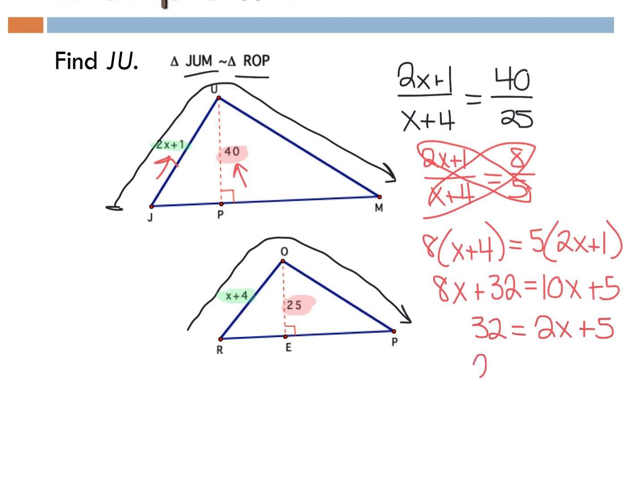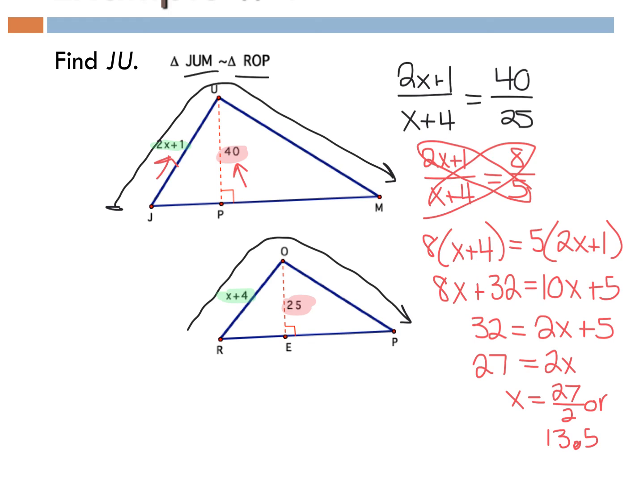Subtract 5 from both sides. 32 minus 5 is 27 equals 2x. Divide both sides by 2. And you could write your answer as 27 halves or 13.5 because that terminates. That's a decimal that ends. It is exact, so 13.5 is fine as an answer.